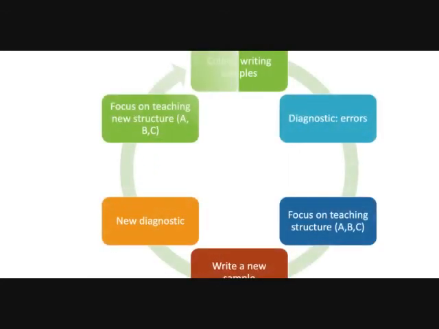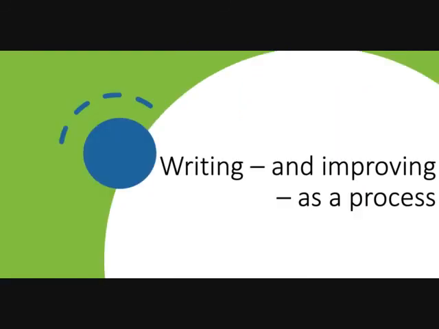So just again, these are the steps. The first one is to collect the writing samples, do a diagnostic, focus on the teaching structure, write a new sample, evaluate that, and do a new diagnostic, and then focus on the new structure and rinse and repeat. You can see this becomes a cycle where the students, as they write more and more and fix each structure one by one, their writing will gradually improve over time. So that's the idea. Writing is a process of writing and improving together.